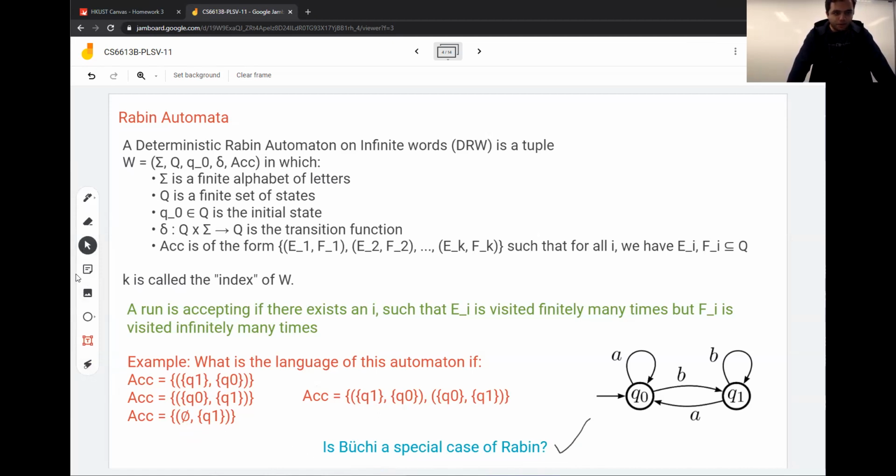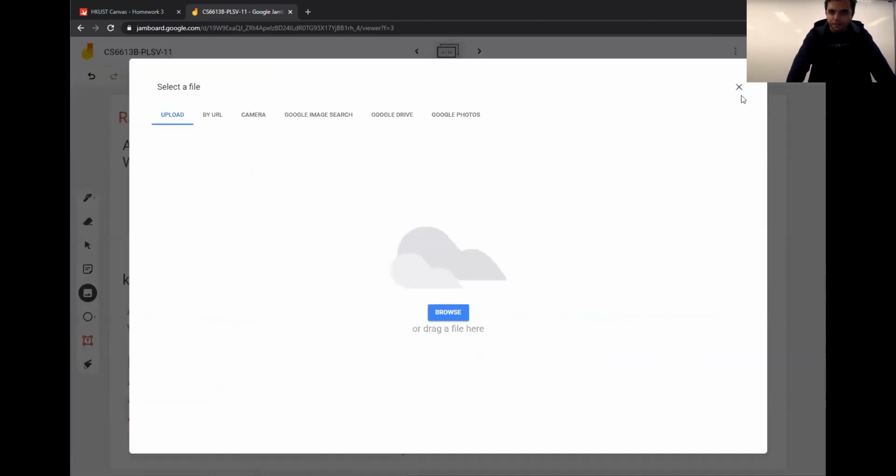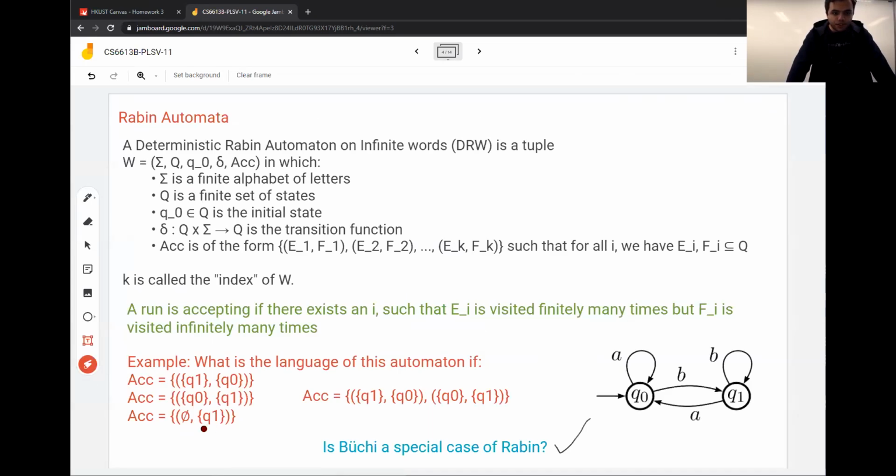And how? You just put your Büchi set in place of this Q1 here, and you let the left set be empty, right? Because the empty set is always visited finitely many times. And there is no way to visit the empty set. It's always visited 0 times. So you can just use this to model Büchi. And you can model co-Büchi very similarly, right? So you just put it on the left-hand side and you ignore the right.